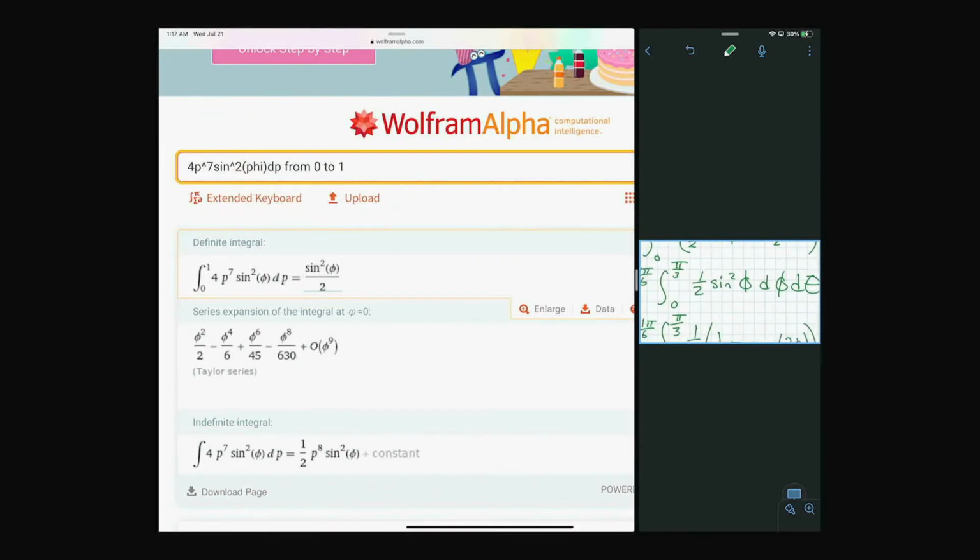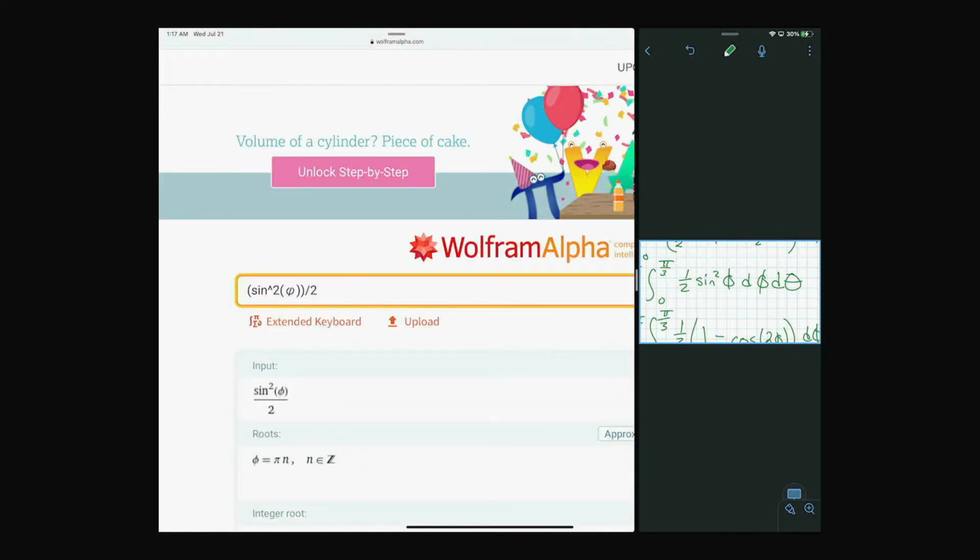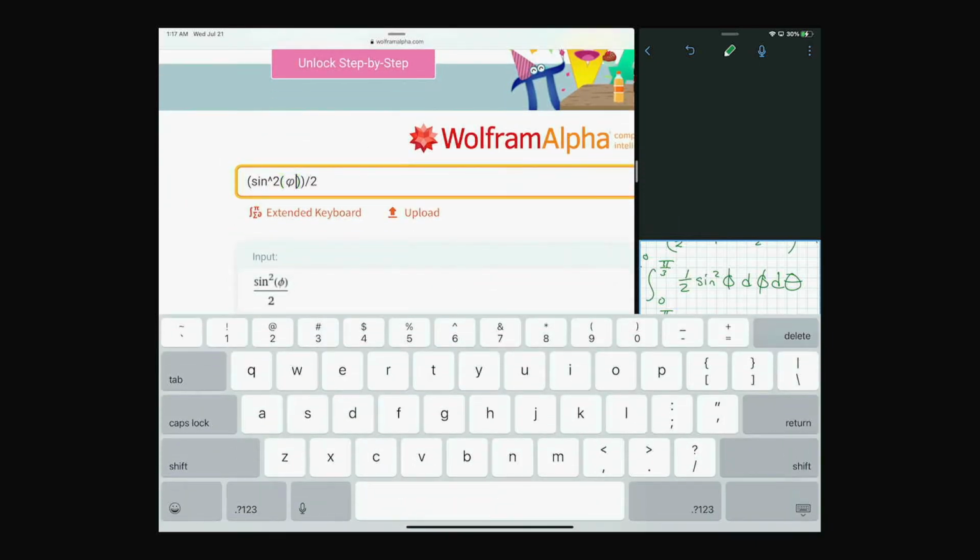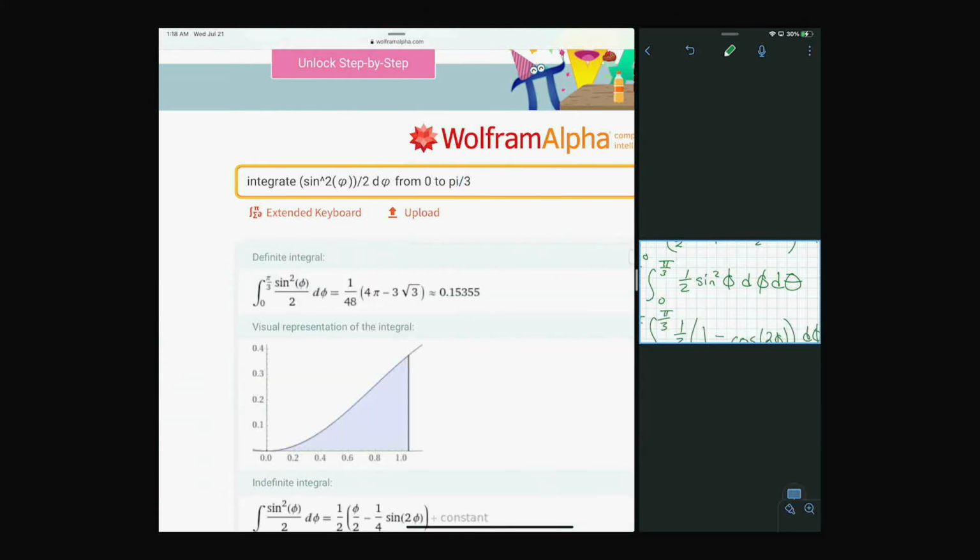And then the next integral to do was this one that you see. We're supposed to integrate that from 0 to pi over 3. So I just click on it here. Well, that's sneaky. They have the actual symbol there. How am I going to get that symbol? Can I copy that? Okay, so integrate sine squared phi over 2 from 0 to pi over 3. I don't know why I wanted to just copy paste that symbol. I was just happy to see it.